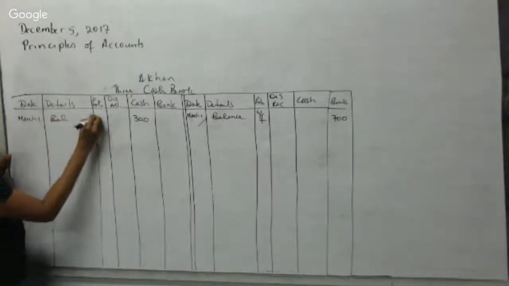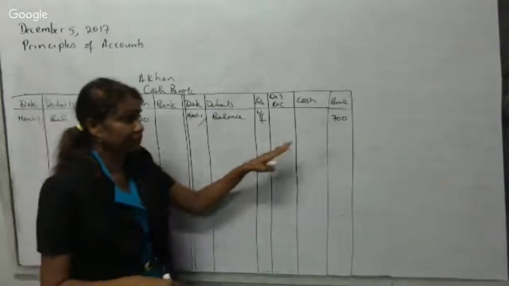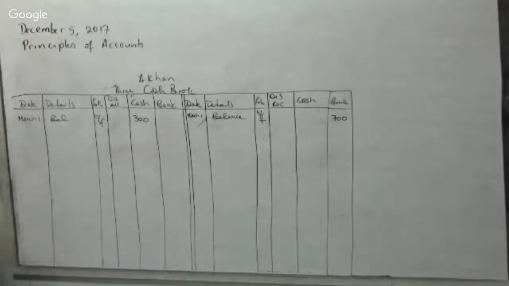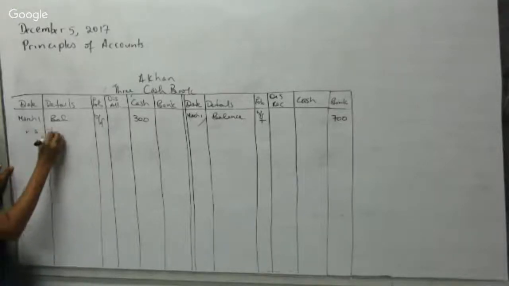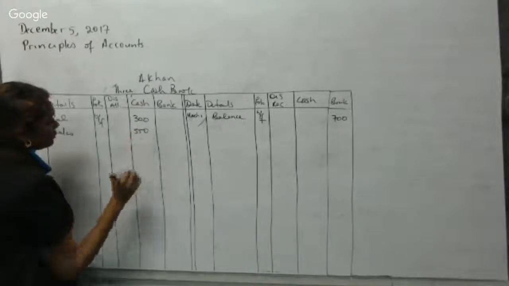Alright, so remember cash can't be overdrawn, right? It has to be debit. The bank can be overdrawn and they have to tell you so, otherwise debit. What else happened after March? On March 2, cash sales amounted to 550. So we sell goods and we're collecting cash immediately, 550.